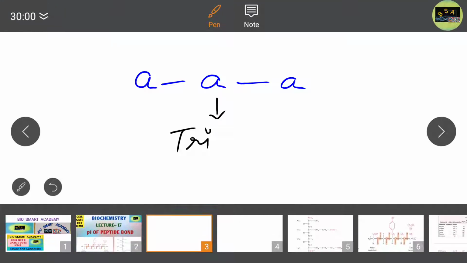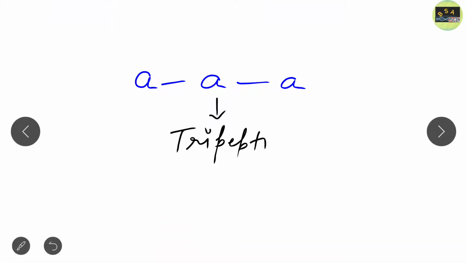Before I start to calculate the pI of peptide bond, I just want to explain one thing, and that is how you name a peptide bond. That is from left to right, from amino to carboxy terminal. Suppose this is amino acid number 1, amino acid number 2, amino acid number 3. So this is a tripeptide. Clear?